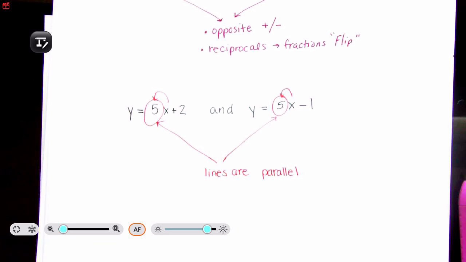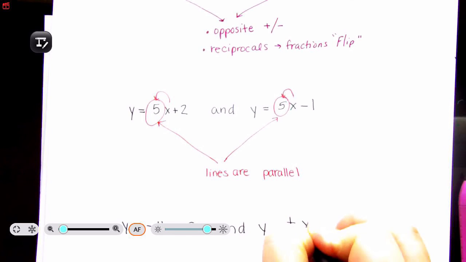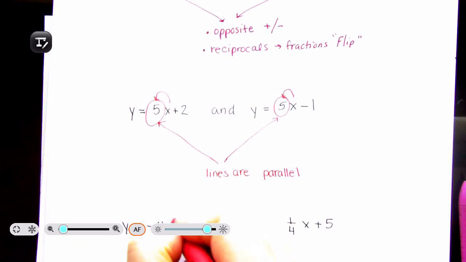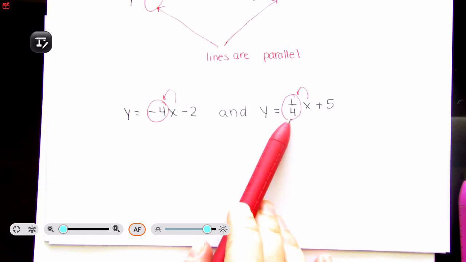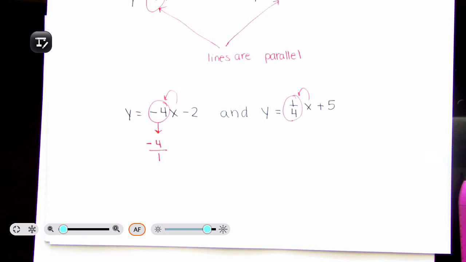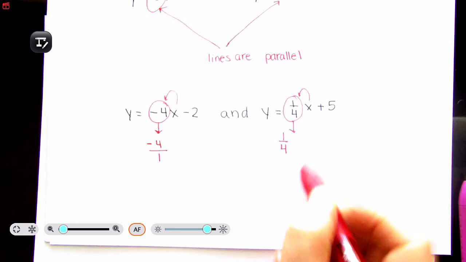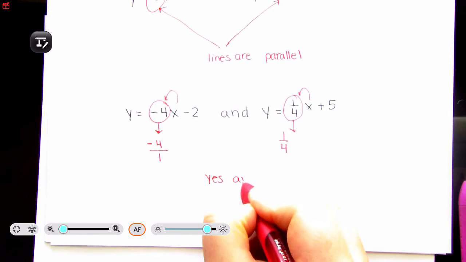And let's do one more. Y equals negative 4x minus 2, and y equals 1/4 x plus 5. Again, what are we doing? We're looking at the number in front of x with the sign. One is negative, one is positive. Then let's convert 4 into a fraction and put a 1 underneath it. So I have negative 4 over 1, and I have 1 over 4. You can see that the numbers have flipped. So yes, these two lines are perpendicular.